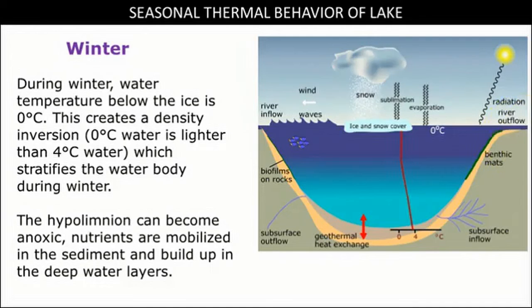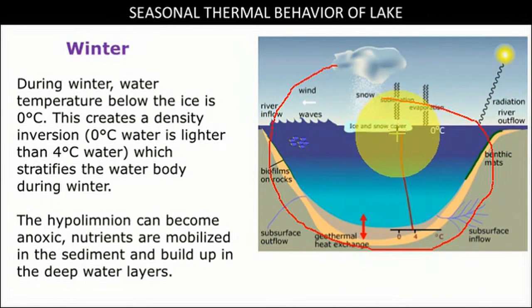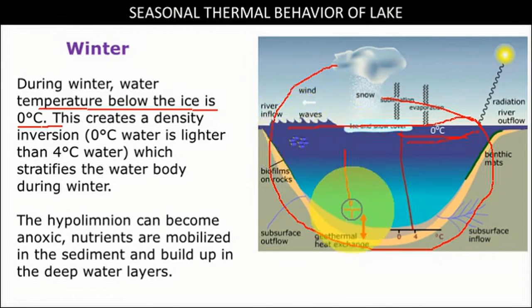Say for example winter. During winter, you can see this is a picture of the lake during winter. Here on the surface the temperature is 0 degrees Celsius. Here you can see during winter water temperature below the ice is 0 degrees Celsius. So this creates a density inversion. 0 degree water is lighter because, as you know, the dense water comes at 4 degrees Celsius. So when it becomes ice, it floats on the water. So here this 0 degrees Celsius of water, which is actually ice, floats on the water, and the rest of the water becomes 4 degrees Celsius, which is very dense water.